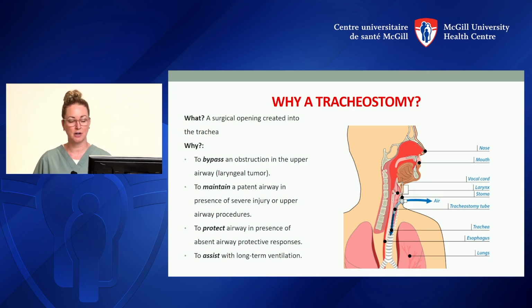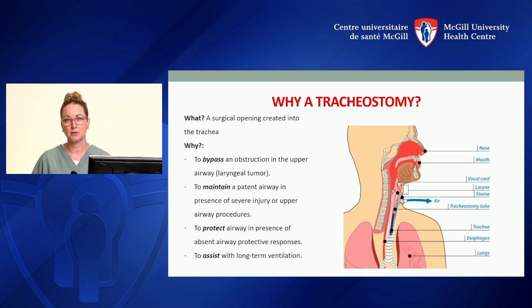You can also get a tracheostomy to maintain a patent airway in the presence of severe injury or upper airway procedures. So this can happen when you're having surgery and you're expecting a lot of swelling in the area. Also for trauma, burns, facial fractures, upper airway trauma, neoplasms, also for abnormal supraglottic and glottic pathologies. Also if there's a foreign body trapped in the upper airway.